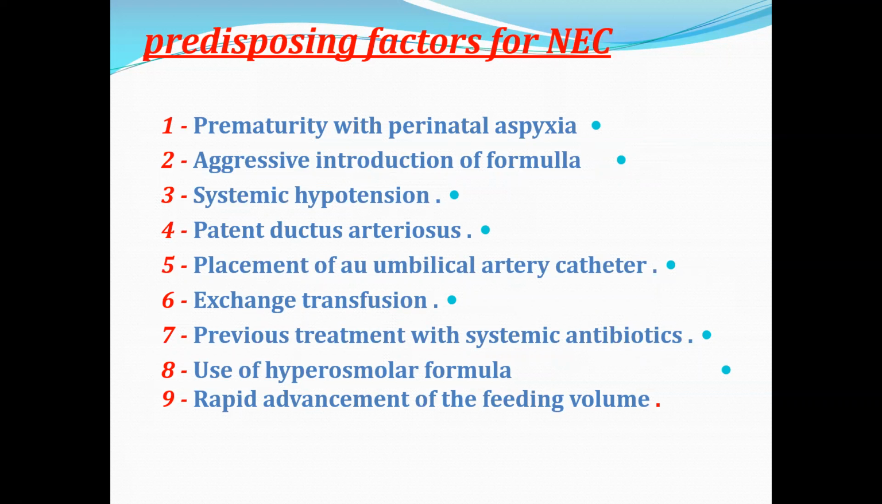So what are the factors that predispose to such a condition? Prematurity with perinatal asphyxia, systemic hypotension, patent ductus arteriosus, and placement of an umbilical artery catheter, because the catheter should be inserted in the umbilical vein rather than the artery.